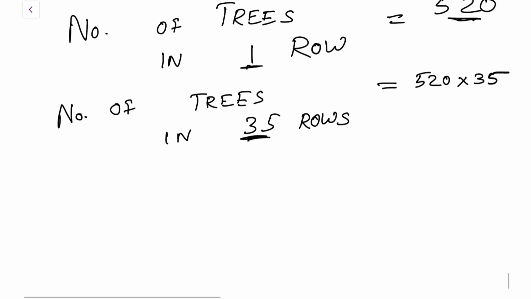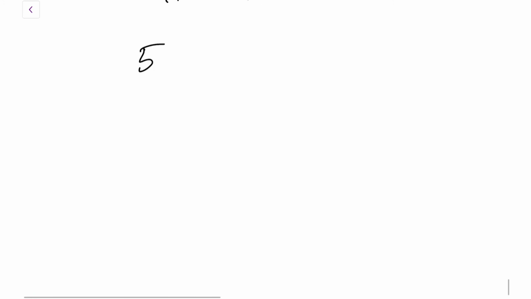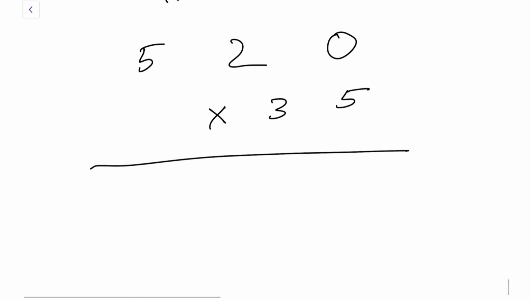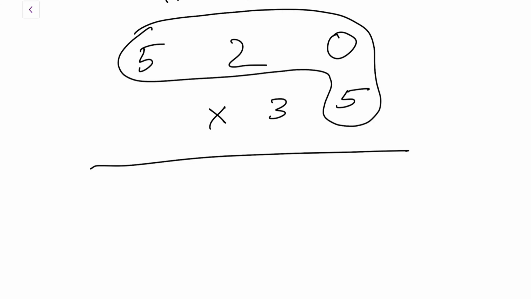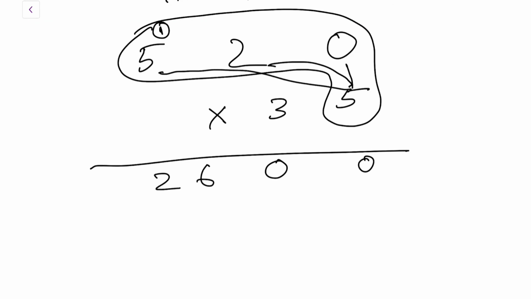Now let's do the multiplication. 520 into 35. Multiplication by 2 digits. What do we do? First row, how do we find? That's right. Let's do 520 into 1's place, 5. So 5 into 0 is 0. 5 into 2 is 10. 1 gets carried over. Then 5 into 5 is 25. 25 plus 1 is 26. That's your first row.